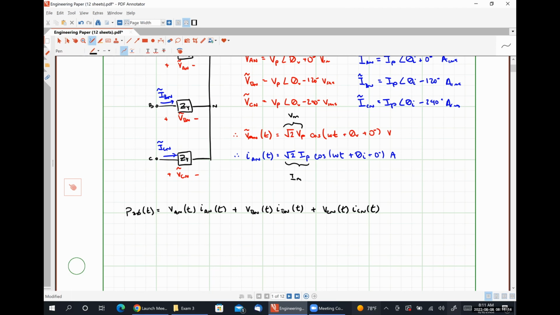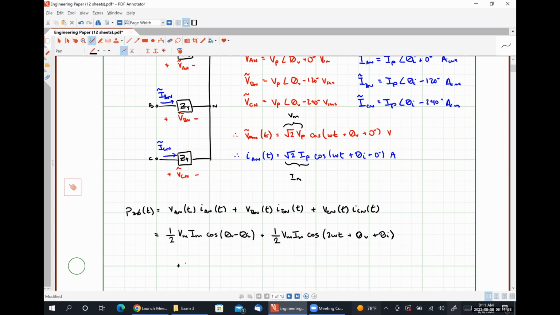If we apply that exact same trig identity that we did when we were dealing with single phase power relationships, what we're going to wind up getting is 1/2 VM IM cosine theta V minus theta I plus 1/2 VM IM cosine twice omega t plus theta V plus theta I, where this part right here is specifically for the A phase of our load.